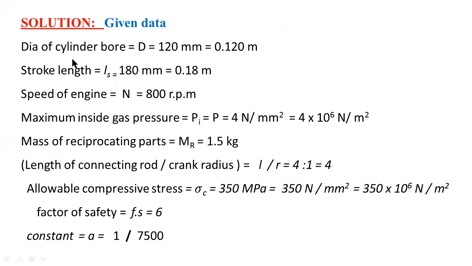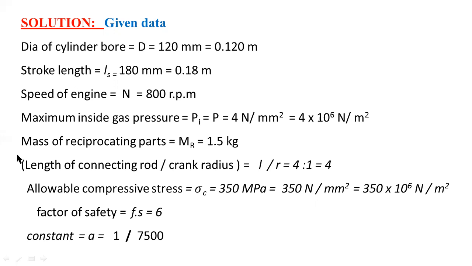Bore, I consider bore as capital D, that is 120 mm, 120 by 1000 equal to 0.12 meters. And stroke length, Ls equal to 180 mm. This is the stroke length of the piston. That means the piston moves from top dead center to bottom dead center. So that is the length of the stroke. So stroke equal to 180 mm, 180 by 1000 equal to 0.18 meters, and speed of the engine equal to 800 rpm.